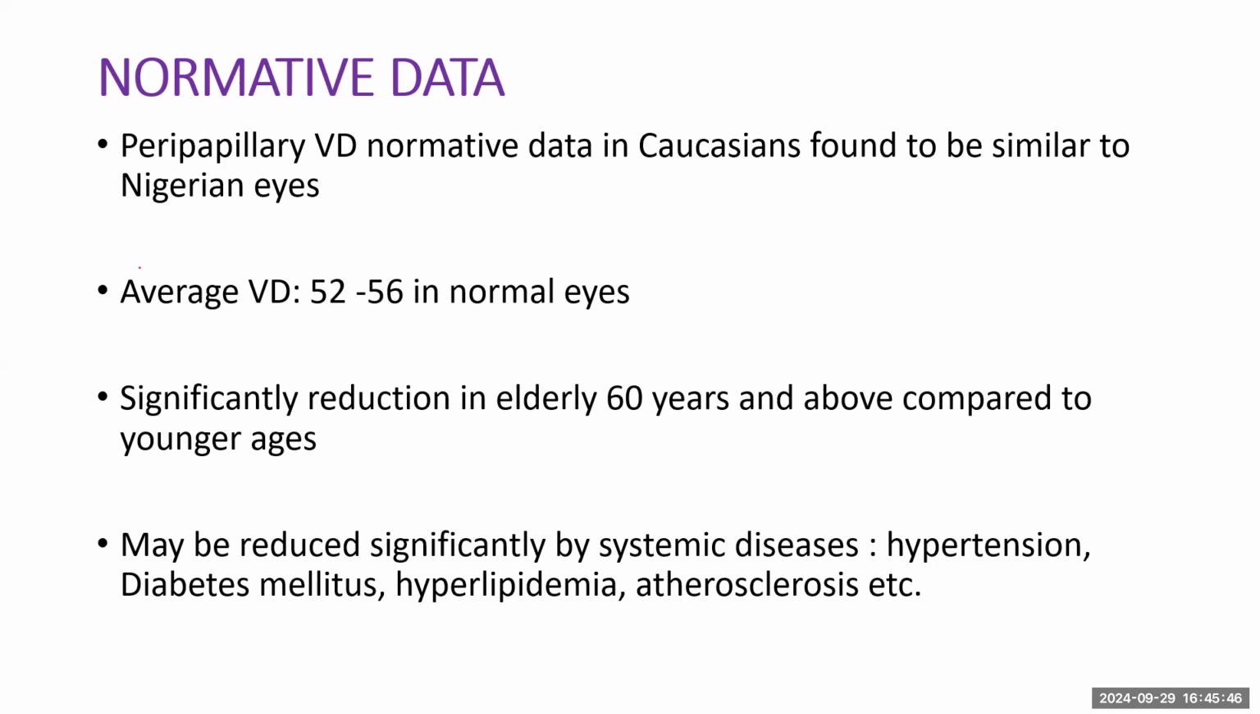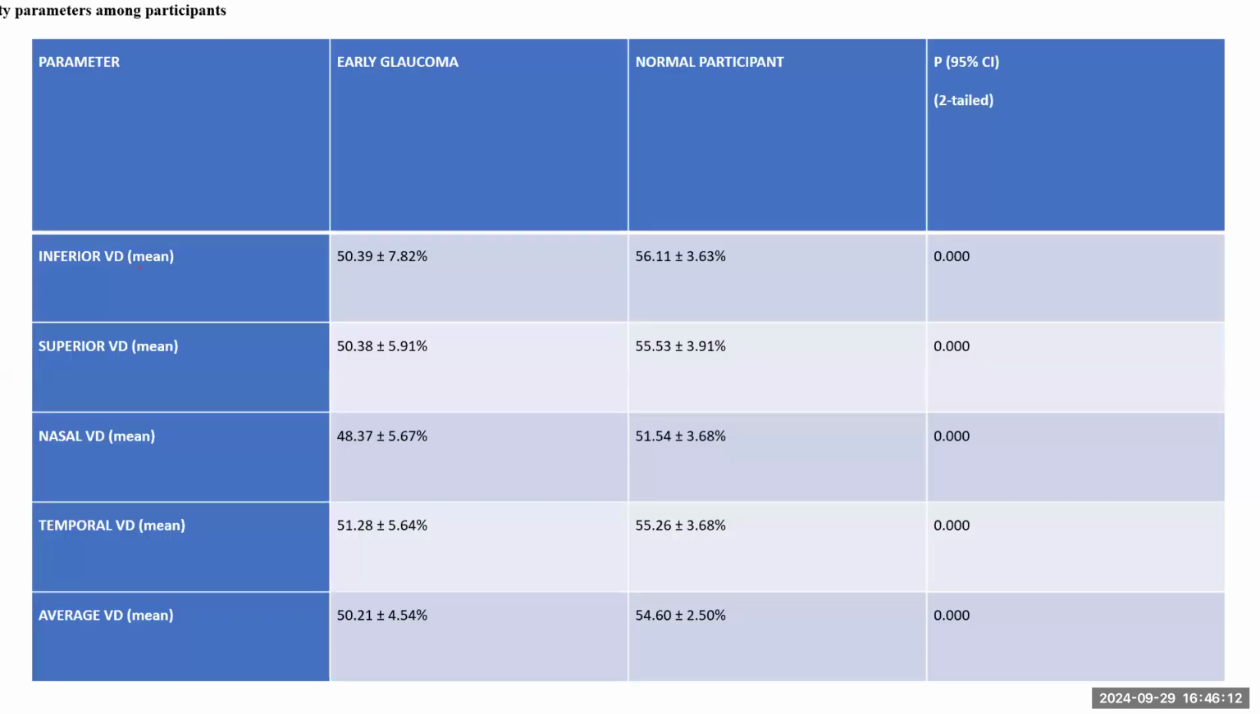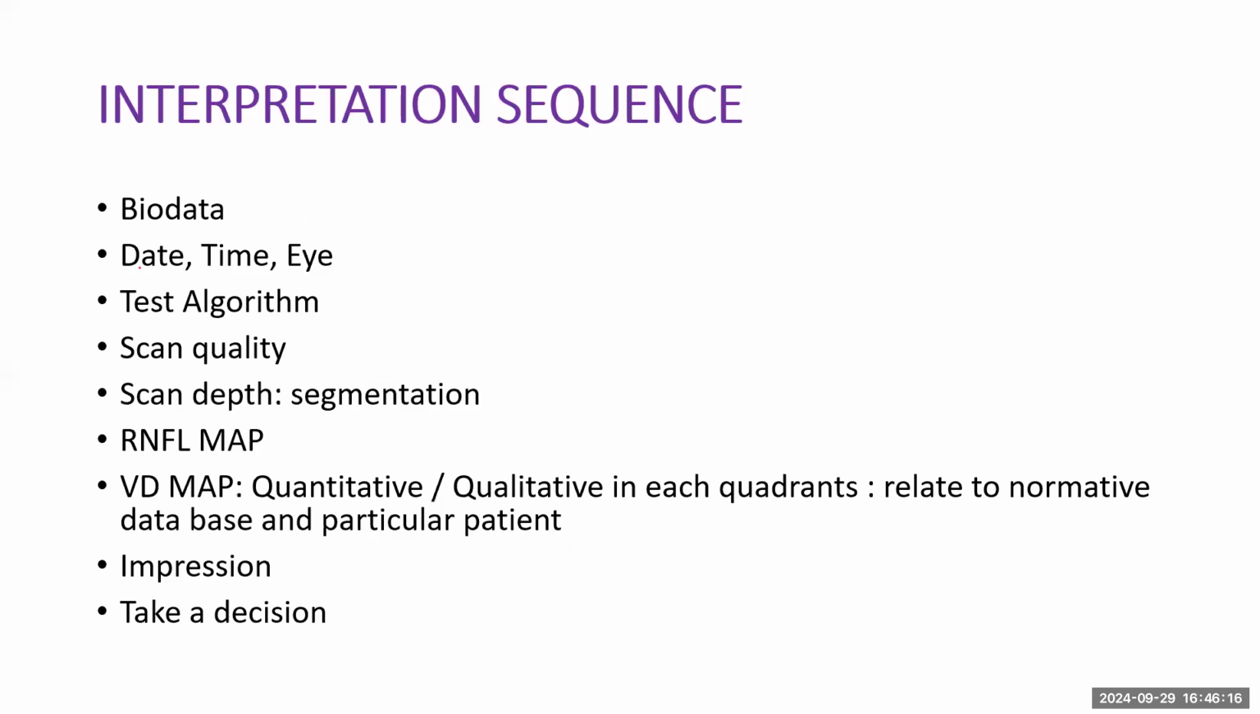And significant reductions occur in persons 60 years and above compared to the younger ages, although there is no significant reduction for those between the ages of 40 and 50 when those two age groups, two decades of life, are compared. And there are thoughts that there may be some impact of systemic diseases on this. Okay, so let me get into the test itself, and then we'll come back and look at this.